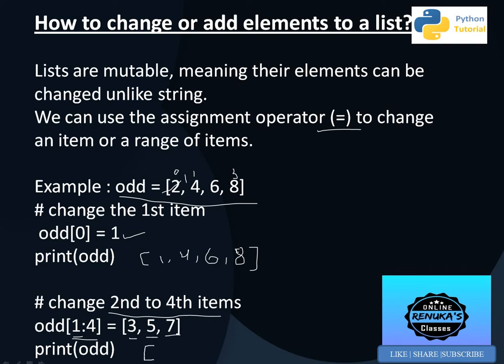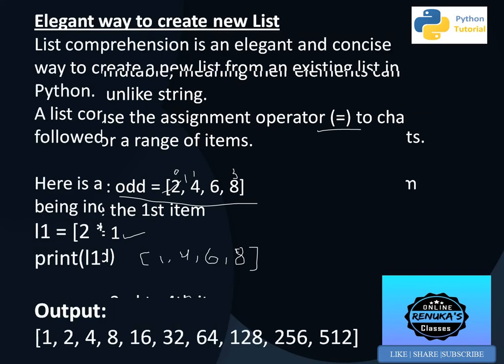Now when we print the list, our new list will be 1, then 3, 5, 7. So these will be the new elements of the list. With the help of the assignment operator, we can change the elements of a list.